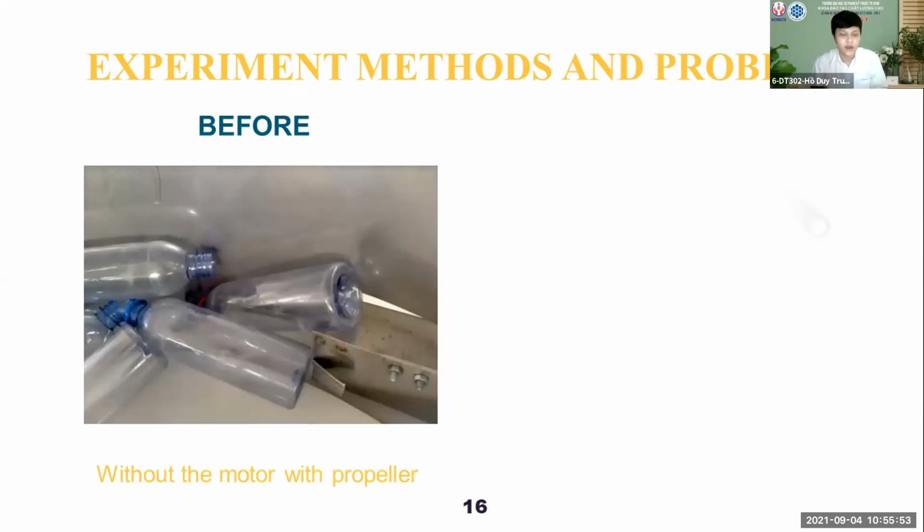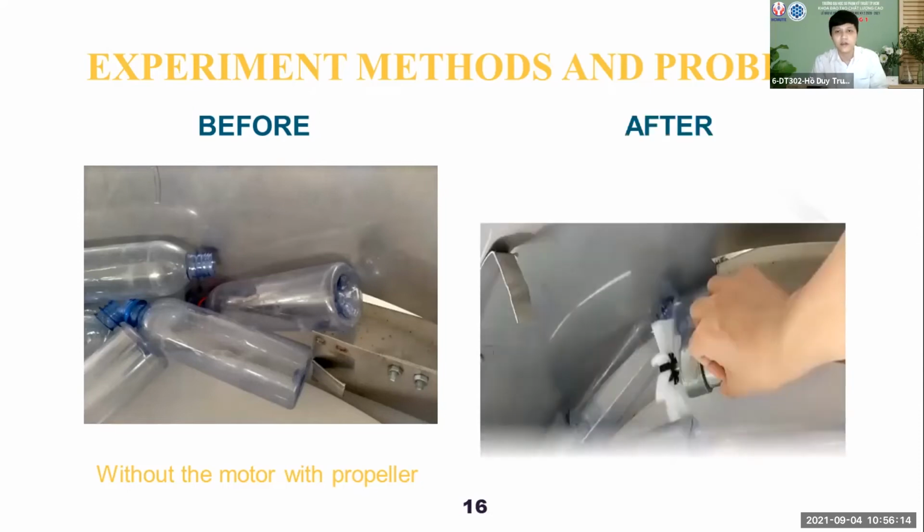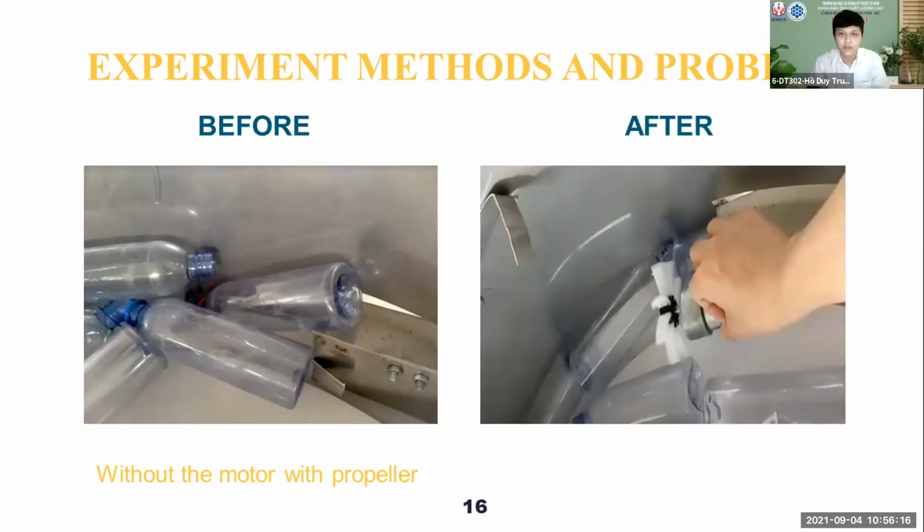Before we upgraded our machine, we ran it first, and the situation is like you have seen in the video before: the bottle gets stuck without the motor and the propeller pushing to make enough space for the bottle not to get stuck. After we added these, like you can see in the video, it comes out fluently to the tunnel.